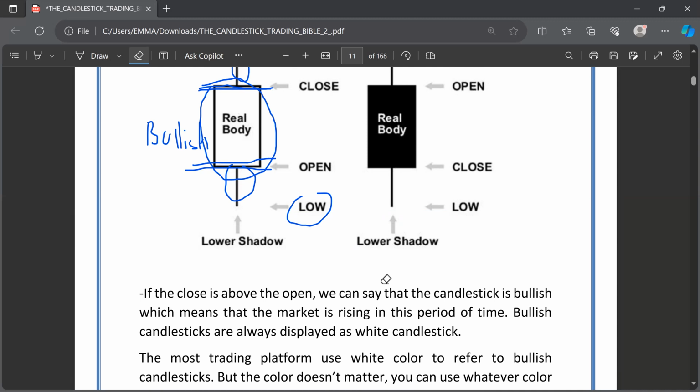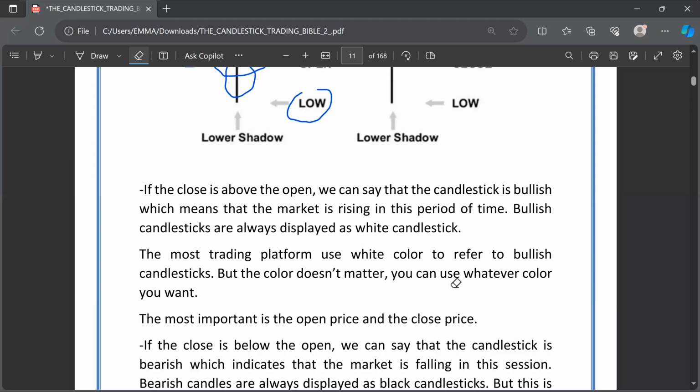Then bullish candlesticks are always displayed as white candlesticks. Per this book, it's using white candlesticks. As we proceed, I will be using green and red. Now, most trading platforms use white color to refer to bullish candlesticks. But the color doesn't matter. You can use whatever color you want. The color is for your preference. You can actually use any color to represent either the bearish or the bullish candlestick.